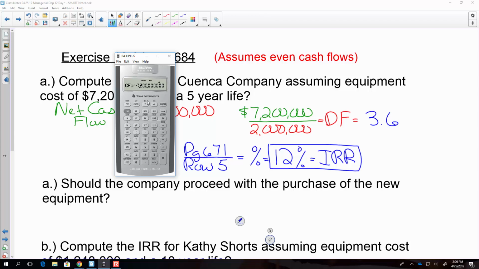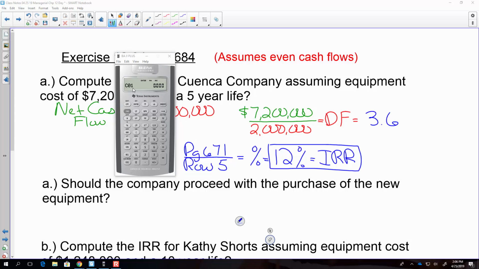At that point, hit the down arrow, and it should say C01. What is the cash flow in year one, basically? And what did we say our net cash flow was? So we hit the down arrow, we should see C01.